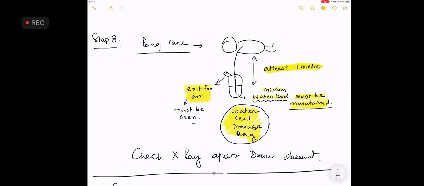Keep the bag 1 meter below the chest, number 1. Number 2, the water level should be the minimum thing that must be maintained in an intercostal chest drain. In the intercostal chest drain instrument class, I will be showing you how an ICD bag looks. And finally, there will be an exit for the air. That exit for the air must always be opened. 3 things, sir. Okay, sir.